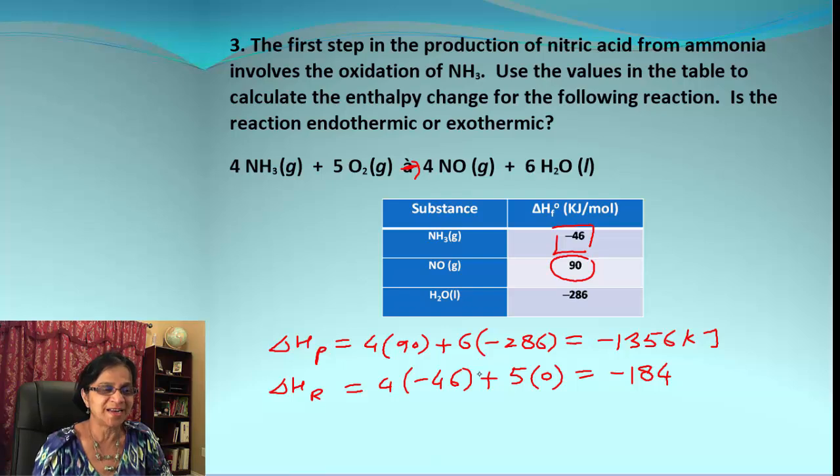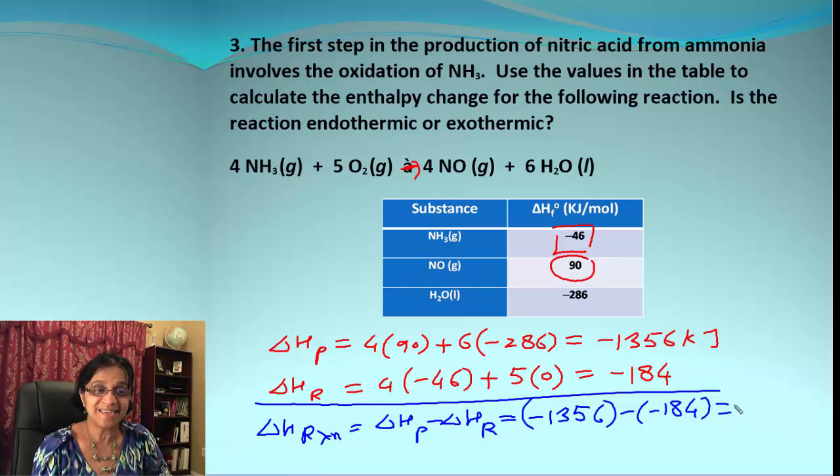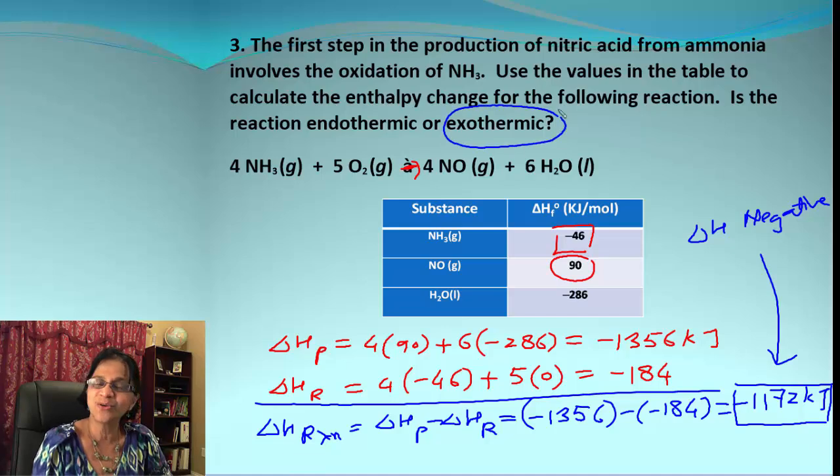Then the next step is to calculate delta H for reaction. And that will be delta H for products minus delta H for reactants. And when we work on the subtraction, the final answer for this is negative 1172 kilojoules. So what is the sign for delta H? Delta H is negative over here, and if it's negative, the reaction must be exothermic.